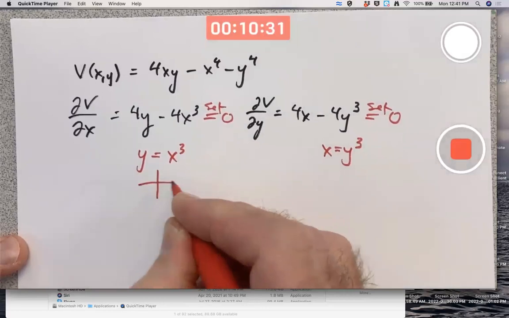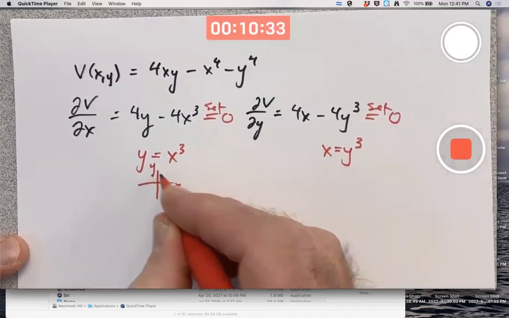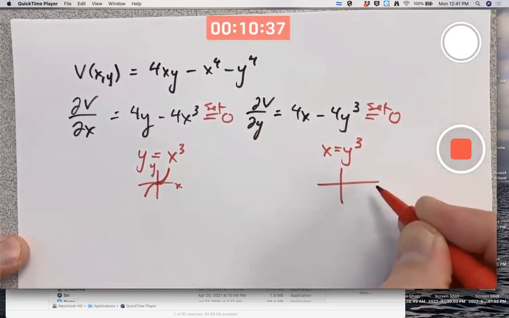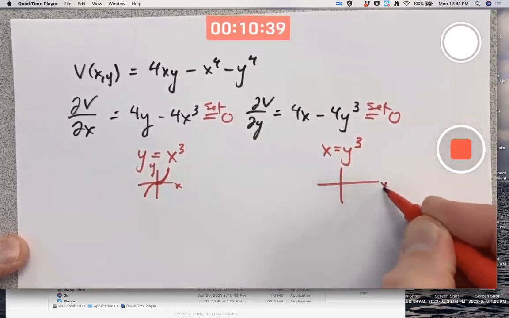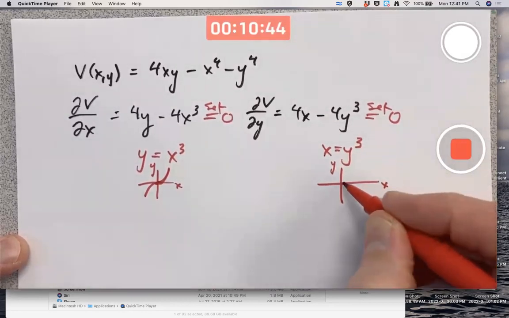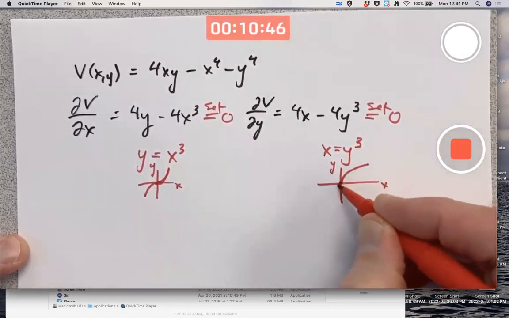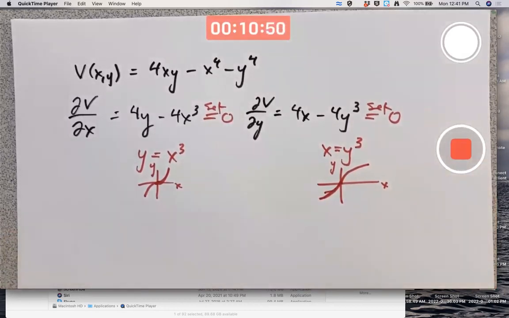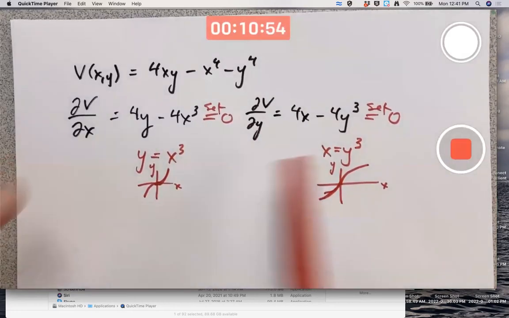The graph of this equation in the xy plane is a cubic, an ordinary looking cubic. The graph of this one in the xy plane is a sideways cubic, actually. You'd have to graph it as a function of y. It's like a sideways graph. It would look like this. And these two graphs, where they intersect, maybe I should have drawn them in the same plane, would be the places where these two things are equal to 0.